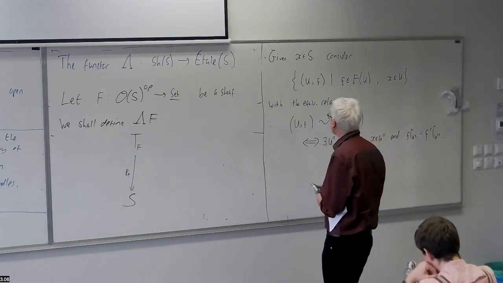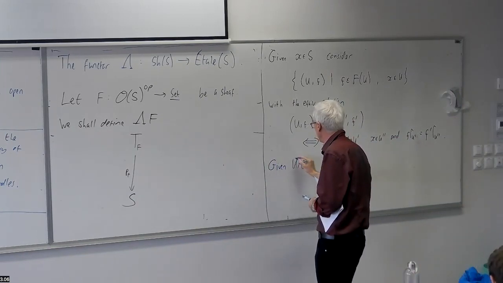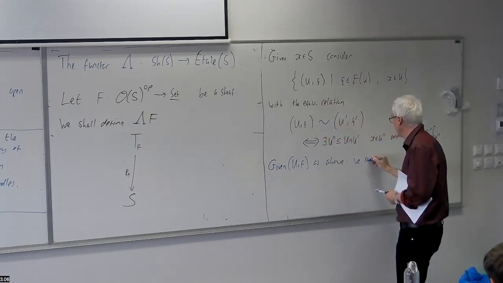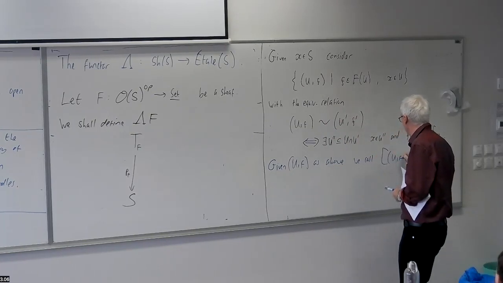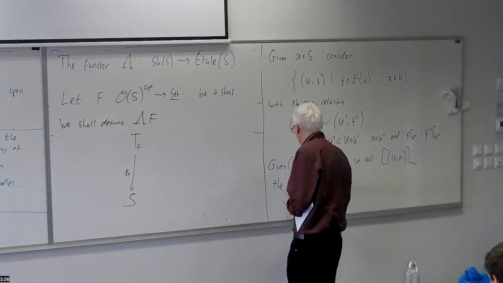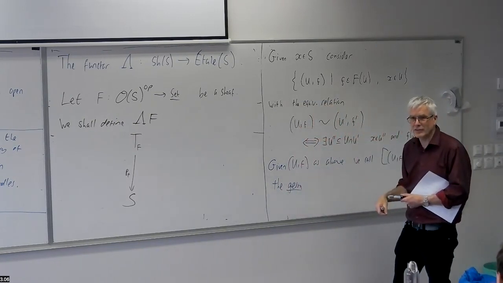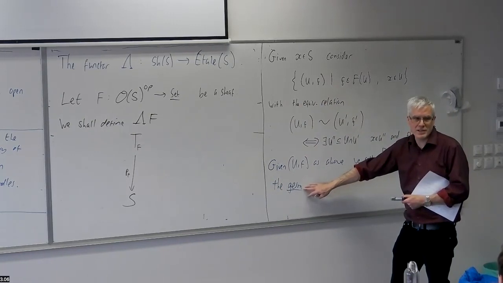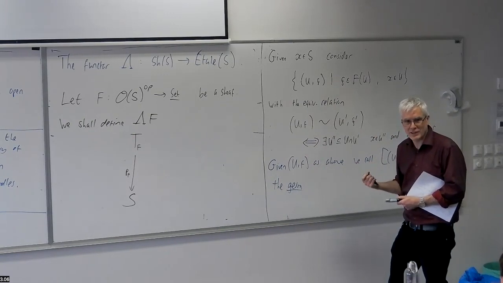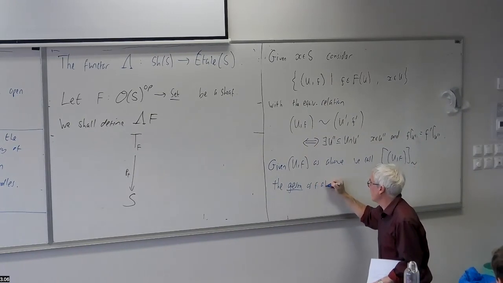So given U, F as above, we call the equivalence class of U and F, under the equivalence relation, the germ. Like the germ that causes a disease, but I think the right interpretation of germ here is like associated with seeds. So it's like the seed from which things emerge. So this is called the germ of F at X.